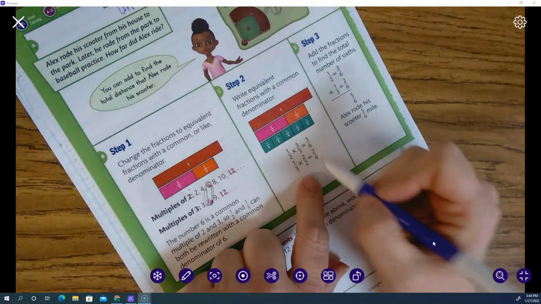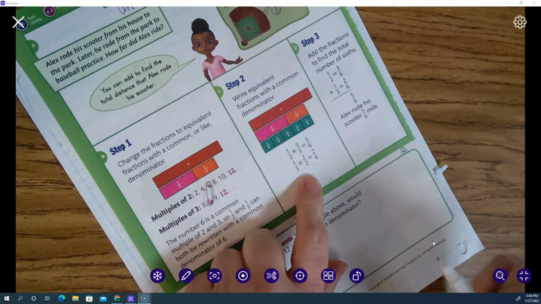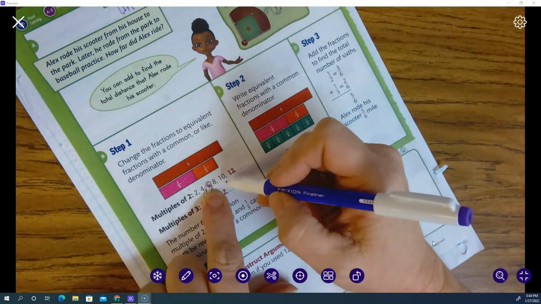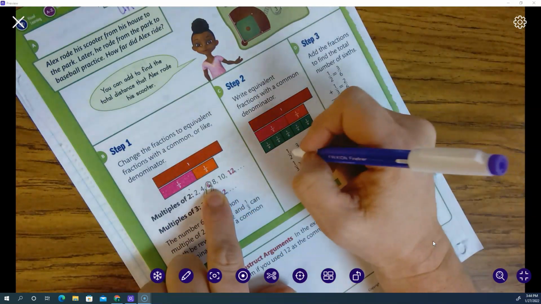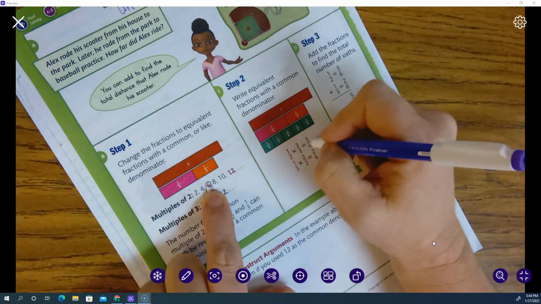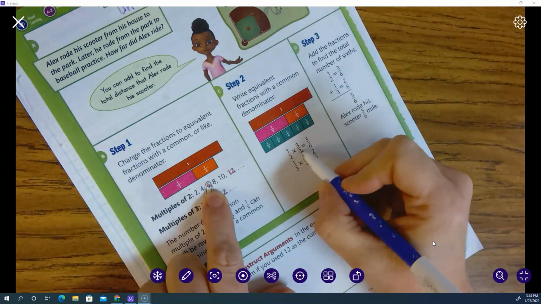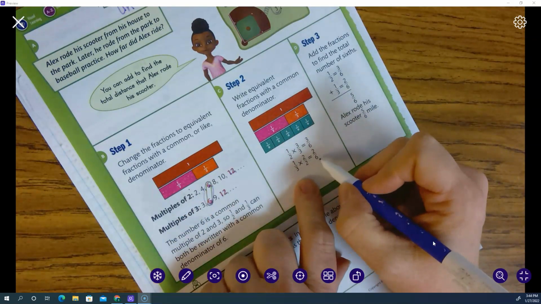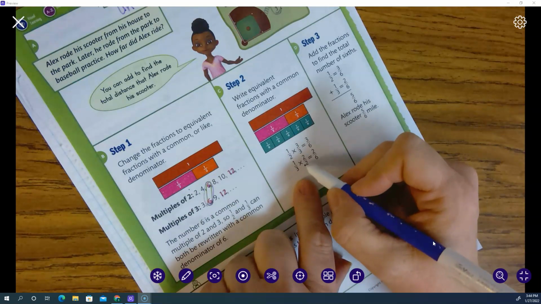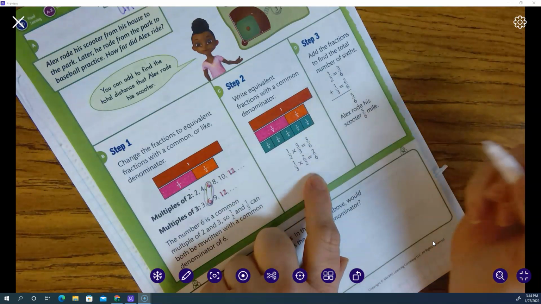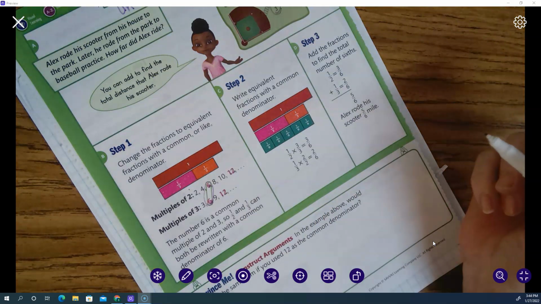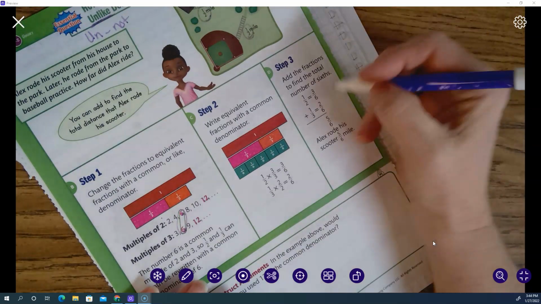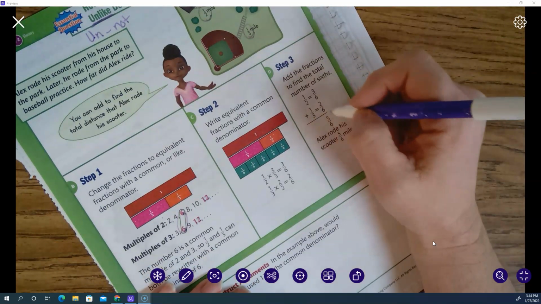Then they did the work to make them the same. They knew that to get 2 to 6, I had to multiply by 3. So 1/2 times 3 over 3 is 3/6, because whatever I do to the bottom, I have to do to the top. And then to get 1/3 to 6, they had to multiply by 2's. And they got 2/6. Now they can work on this. They can do it together. They can add. So now they have 3/6 plus 2/6.